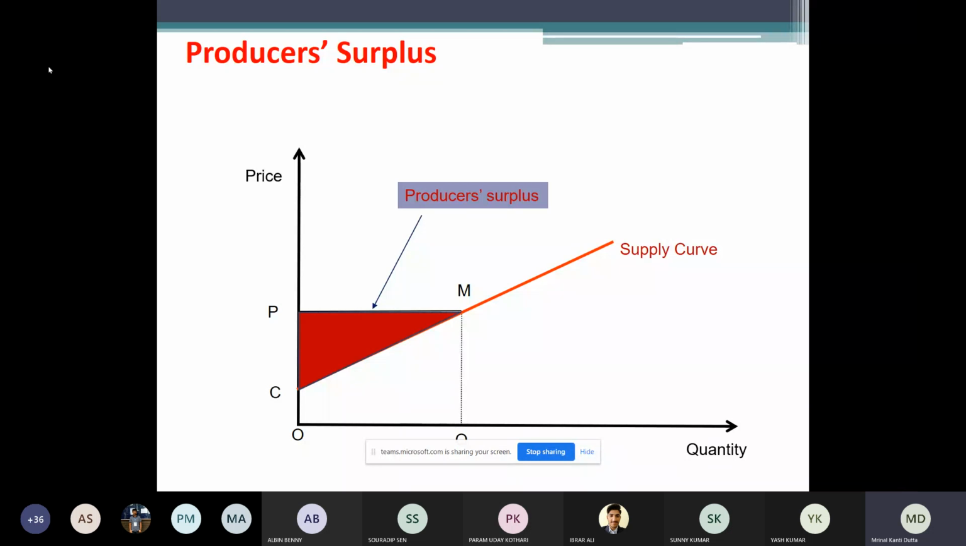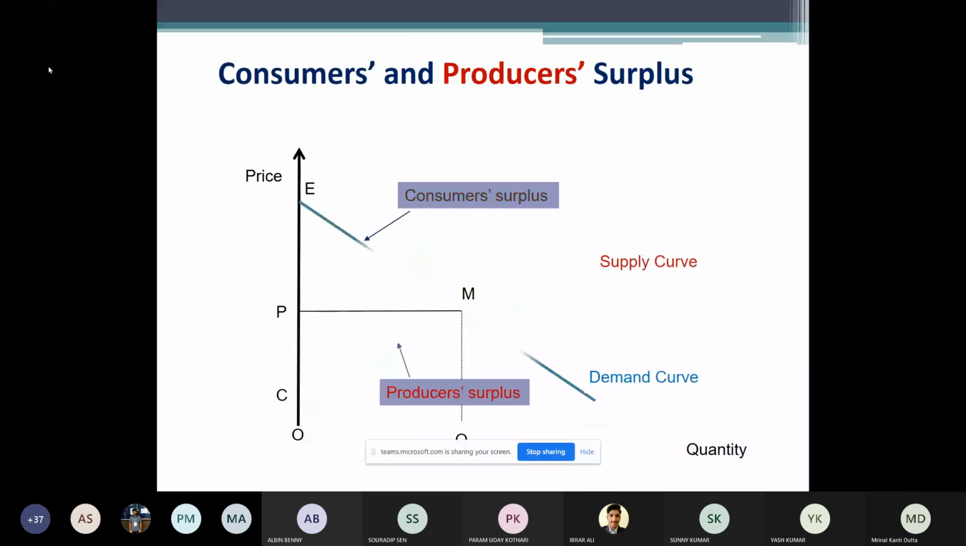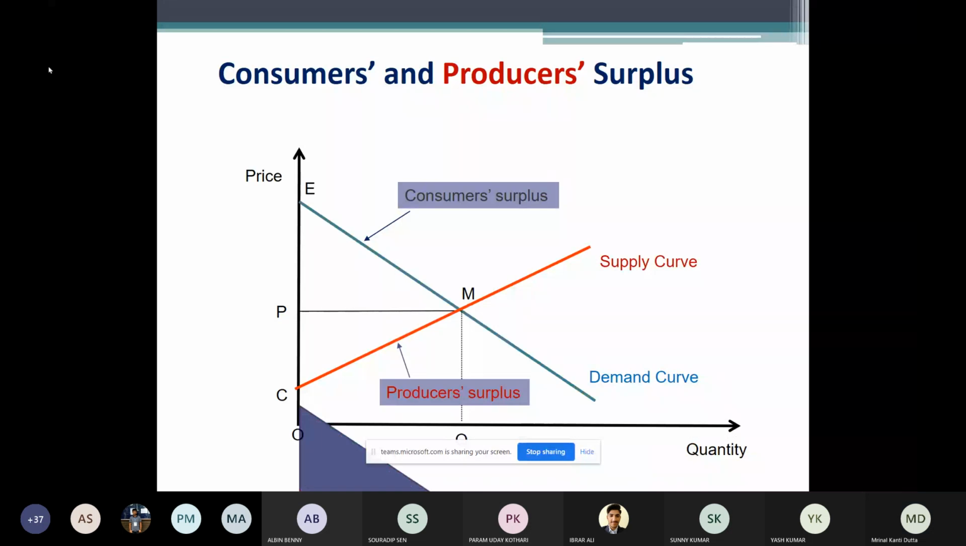Now, at the equilibrium position, when the supply curve meets the demand curve, we decide on an equilibrium quantity and equilibrium price. So at that position, what is the consumer surplus and producer surplus? Let's have a look. This is the diagram. So this is consumer surplus. You see the demand curve and the supply curve have intersected at the point M. The equilibrium quantity is OQ and the equilibrium price decided is OP.